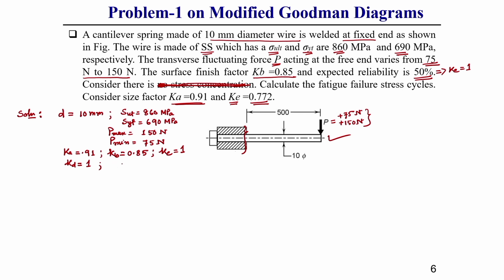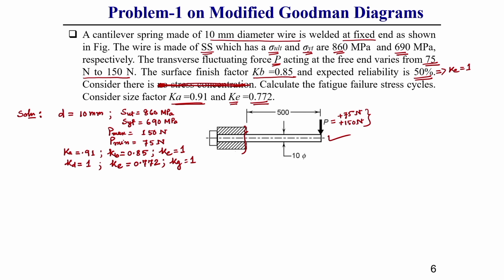Then the stress concentration factor due to welding, based on the modified stress concentration factor, this Ke is given as 0.772, and as the load is a bending type of load, Kg is given as 1. This is very well known to us. Okay, so everything is given.